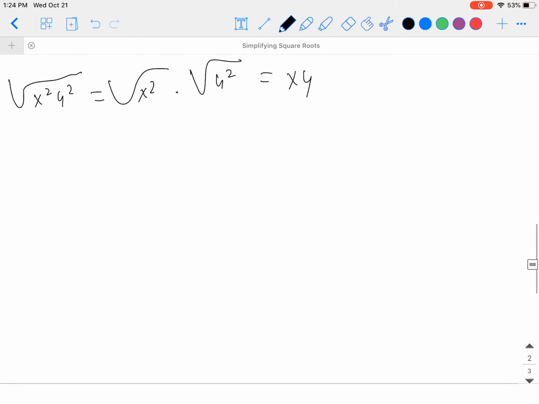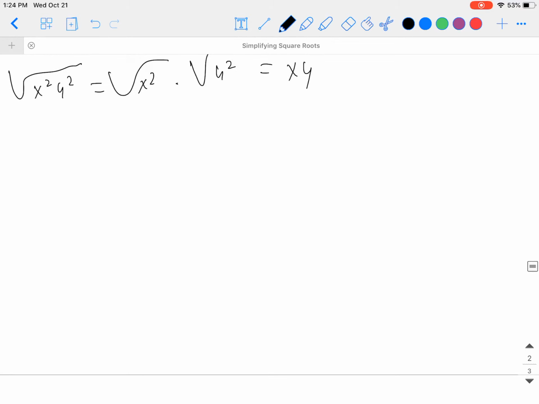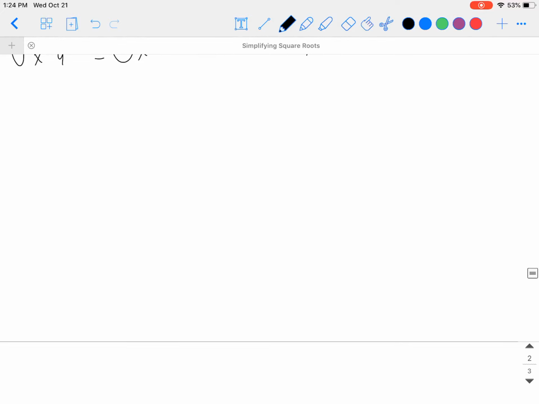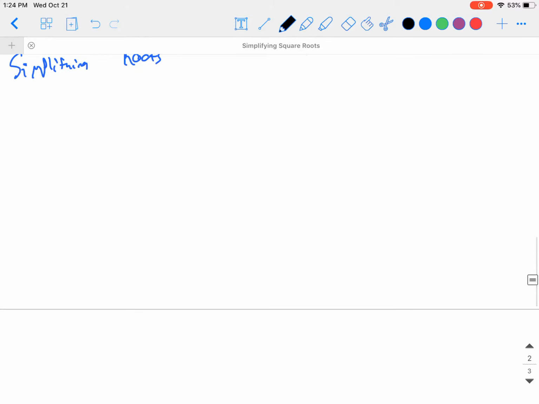Alright, now we've done examples with variables, but now we're going to get into examples with only numbers, and this is actually simplifying square roots. Okay, so we know simple square roots such as the square root of 9 equals 3, or the square root of 16 equals 4, or the square root of 25 equals 5. But what if we have something a bit irrational, such as the square root of 90?